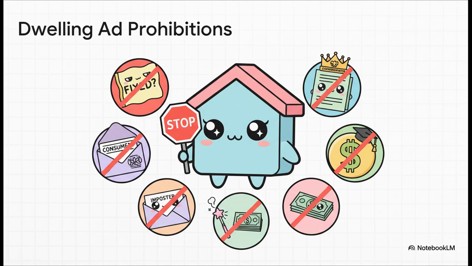For example, you can't use the word fixed when you're talking about an adjustable rate loan. You can't say a loan is a government program unless it actually is one, like an FHA or VA loan. You also can't use a consumer's current lender's name to try and trick them. And you definitely can't call yourself a counselor. Oh, and making crazy claims about eliminating all their debt, that's a huge no-no.